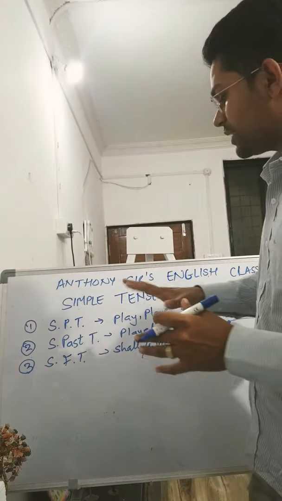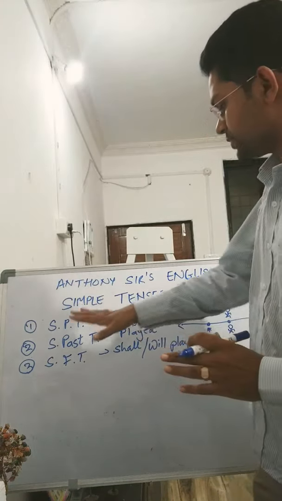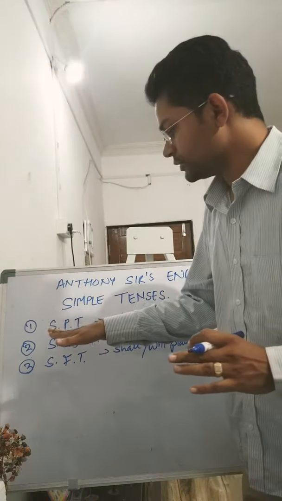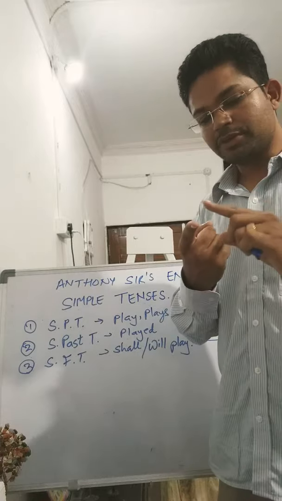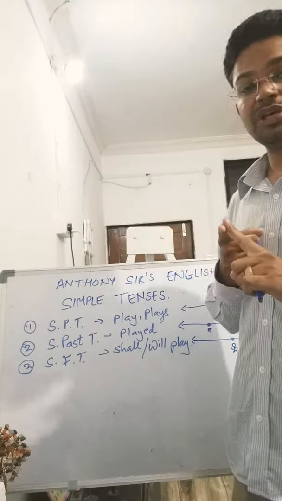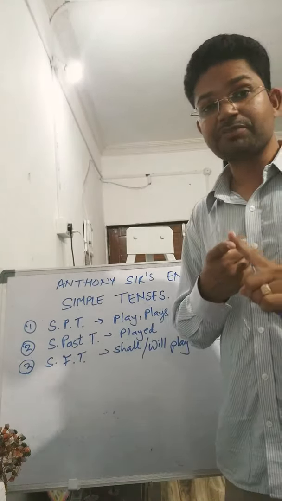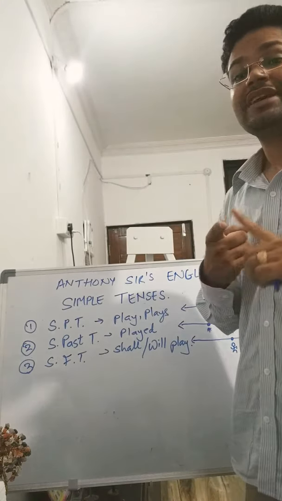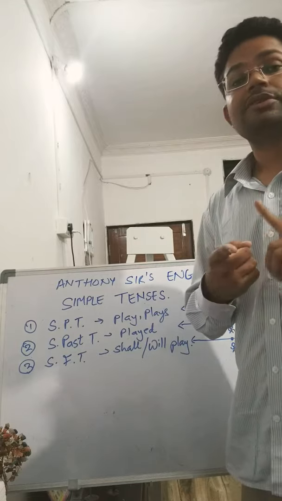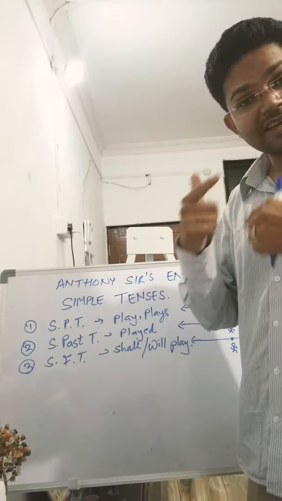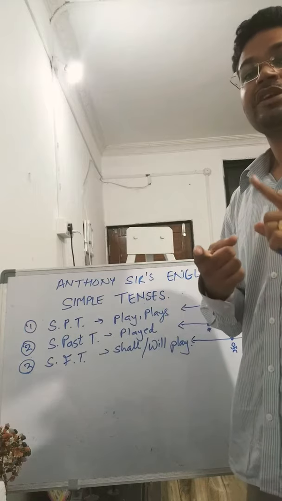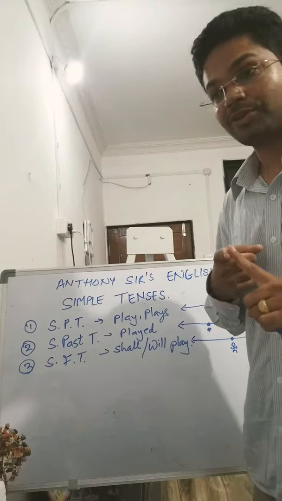Okay, so I'm going to make it very easy for you: simple present tense, simple past tense, and simple future tense. So number one, simple present tense. When do we use simple present tense? You must remember that simple present tense is used for daily activity. That means everyday activity or regular activity, your routine activity. You use simple present tense for general truth, universal truth also.